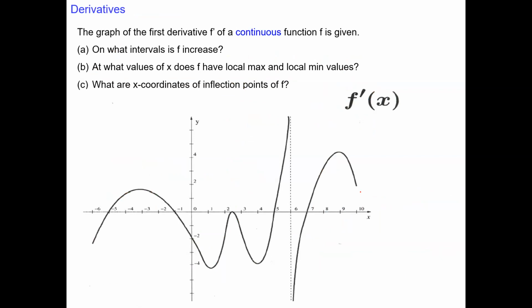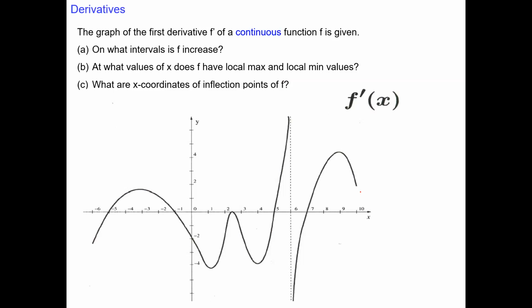Okay, the graph of the first derivative is provided. That's what we see, the graph of the first derivative. Important part: the first derivative of a continuous function. That means all of the x's are in the domain of the function. Now, we have to answer this. On what intervals is f increasing? At what values of x does f have local max and local min values? And the x coordinates of the inflection points.